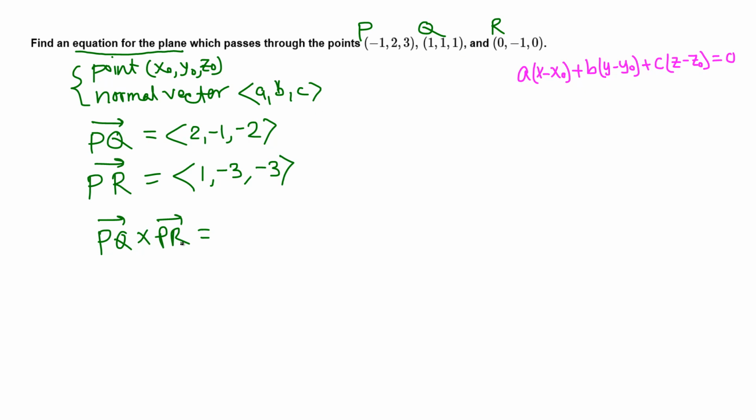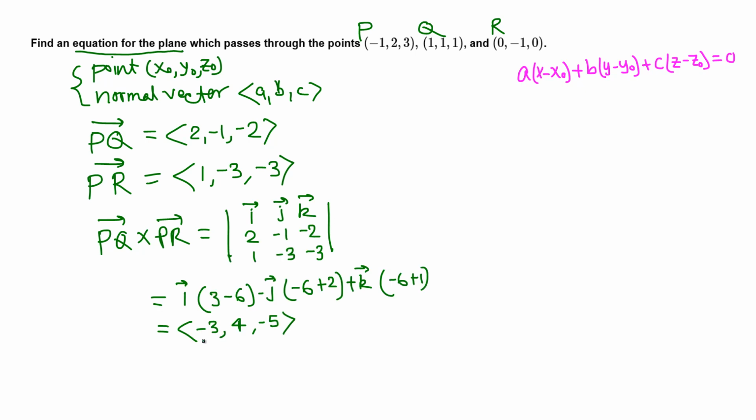Now find the cross product, and we find it in this way with i, j, k. The cross product is just a vector, negative 3, 4, negative 5, and this is orthogonal to both PQ and PR. That means it is our normal vector to the plane, and in this formula it is just A, B, C. Okay, now we just use this formula and we are done.